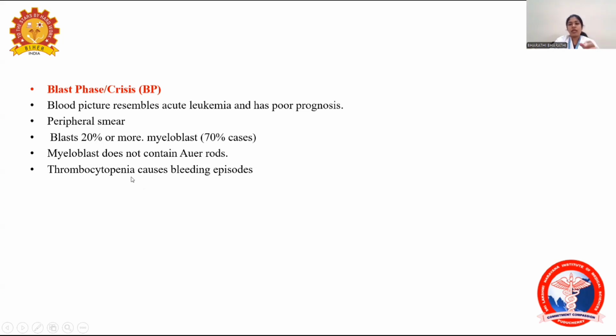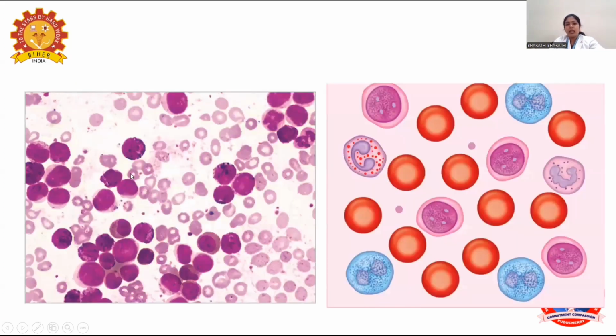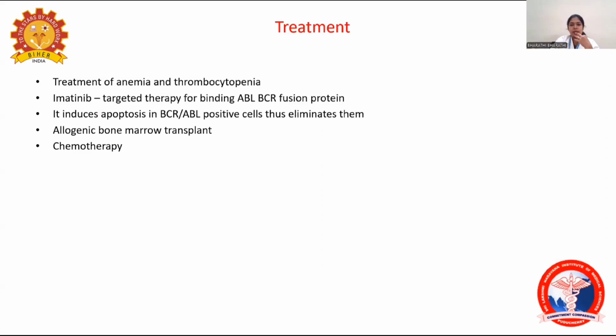And the patient will have thrombocytopenia and the patient will have bleeding symptoms. So this is a peripheral blood picture of a patient with CML blast crisis where there is more than 20% of the blast in the peripheral smear. Again, I repeat, CML has three phases: chronic phase, accelerated phase, blast phase. In chronic phase, up to 10% of blast will be seen in the peripheral smear. In accelerated phase, 10 to 19% of blast will be seen. And in blast crisis, more than 20% of blast will be seen in the peripheral smear.